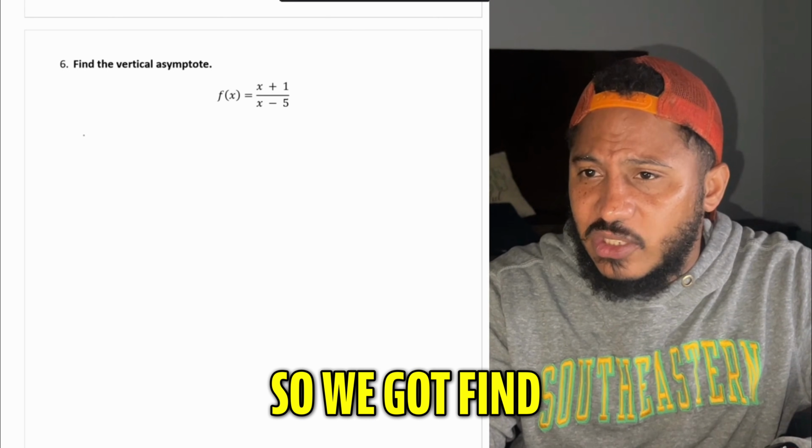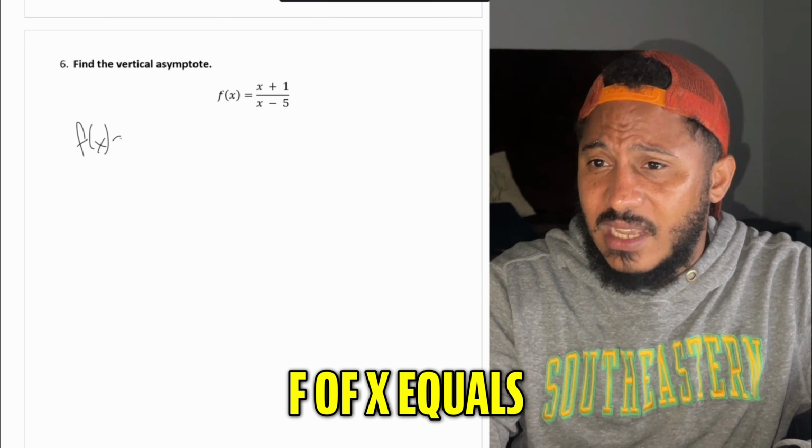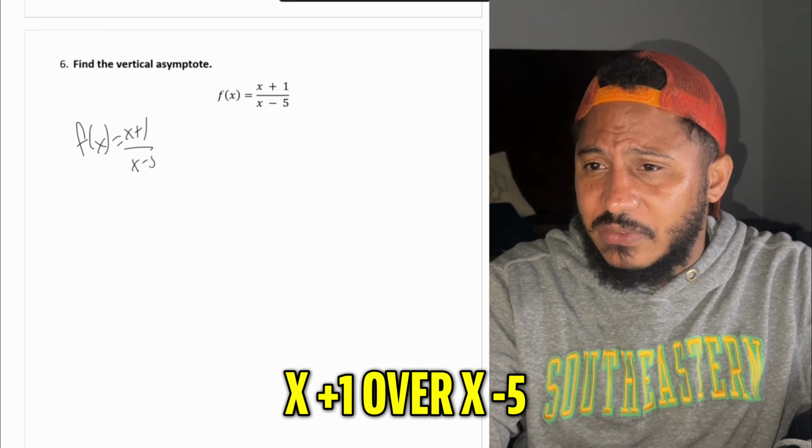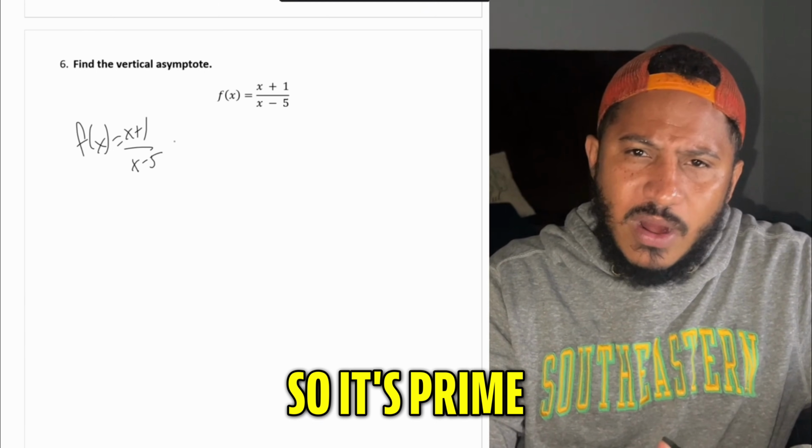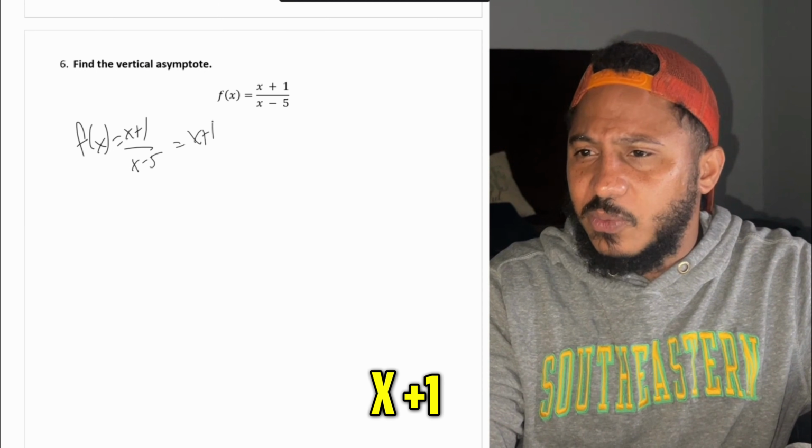But here, let's try it. Okay, so we have: find the vertical asymptote. f of x equals x plus 1 over x minus 5. How do I factor this numerator? It's 2 terms. The GCF is 1, so it's prime. There is no factor here. Got it, x plus 1, it's already factored.